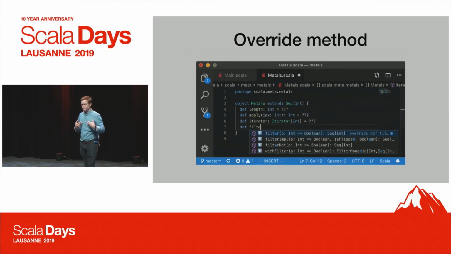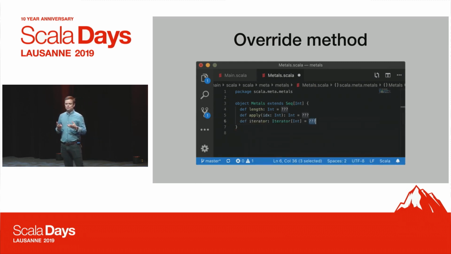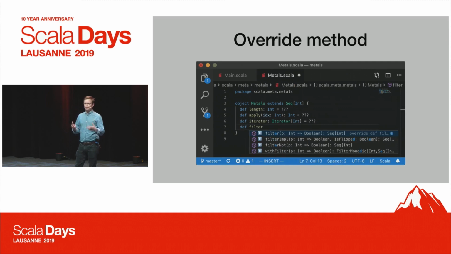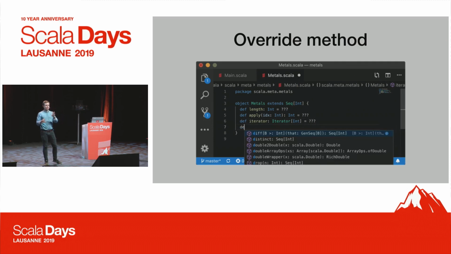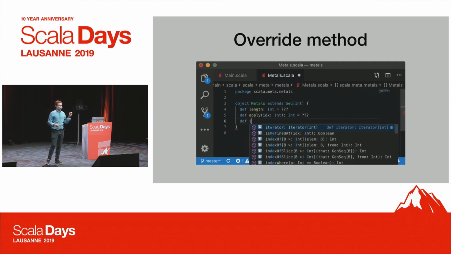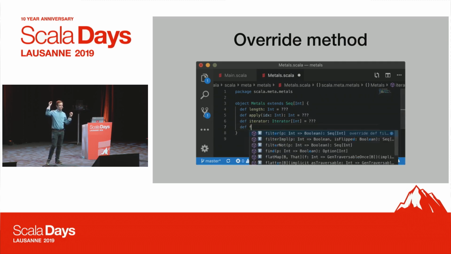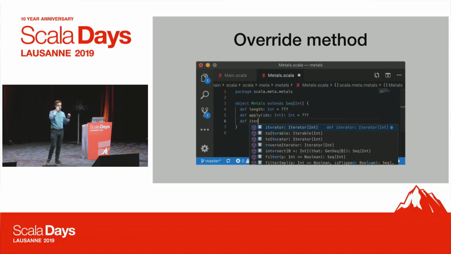So the next one, which I was desperately missing, was overriding methods, implementing something from an interface. And in Metals, you can do that one method at a time. You go into the body, like the template of that class. Here we're extending Seq, which has like 500 methods, but only 3 of them are abstract. So when you do the iterator, you can see that the iterator is sorted at the top, because that's the one that we should implement first.